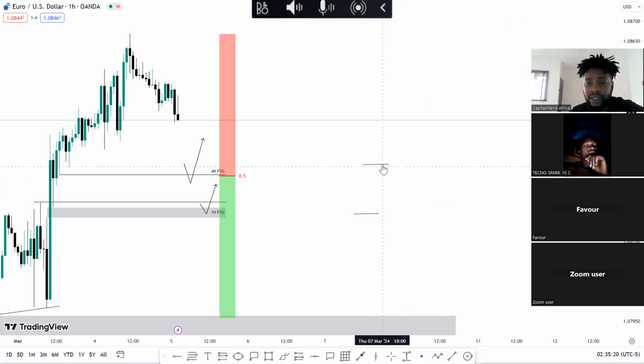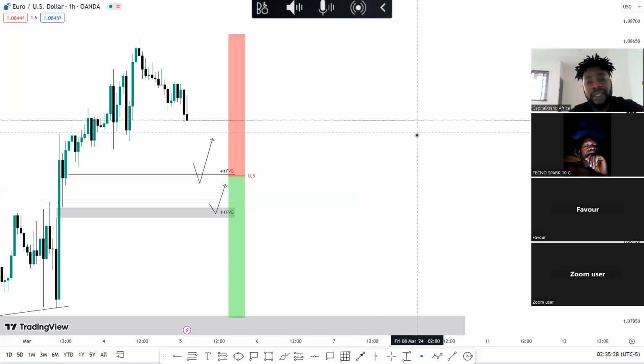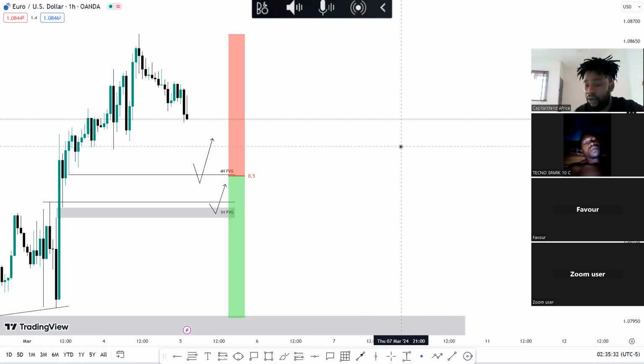So this simply means I'm risking 1% of my account to target 2% of my account. That is if I'm going for 1:2. And if I'm going for 1:3, I'm risking 1% of my account and targeting 3% of my account.